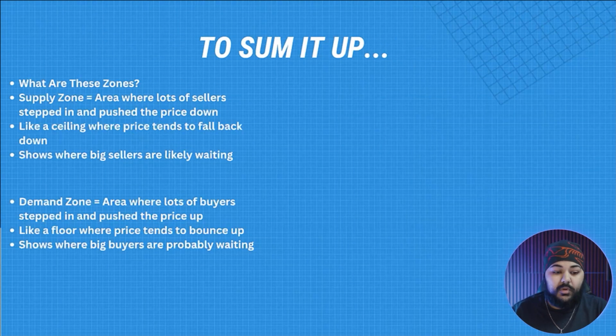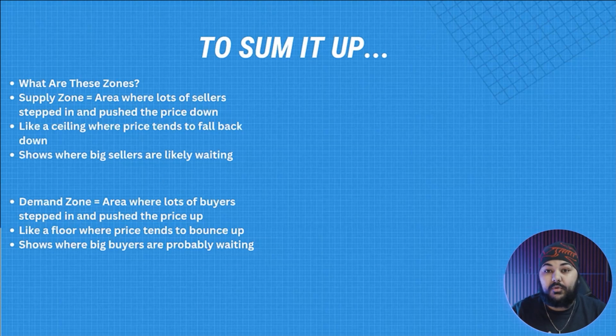So to sum it up, what are these zones? A supply zone is an area where there's a lot of sellers who step in and push the price down. It's almost like a ceiling where the price tends to fall back down. This shows where big sellers have placed their positions on the market. A demand zone is an area where there's tons of buyers stepping in and pushing the price up. This is considered like a floor where price tends to bounce up, and this shows where big buyers are probably waiting to buy more.